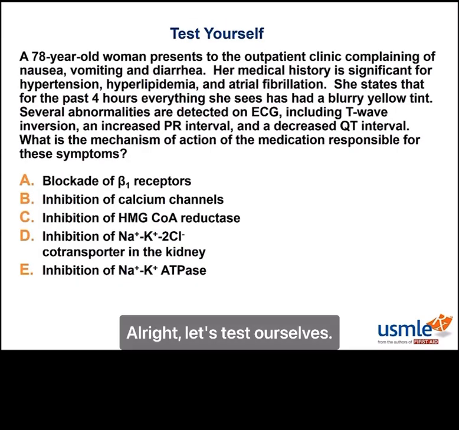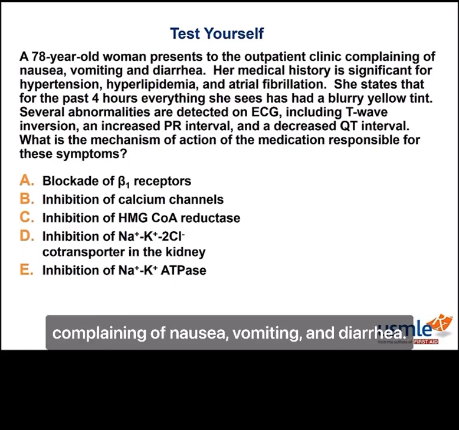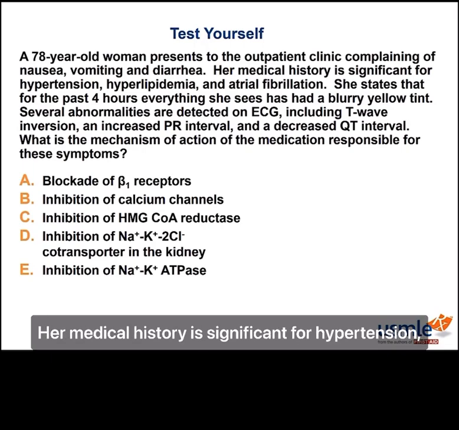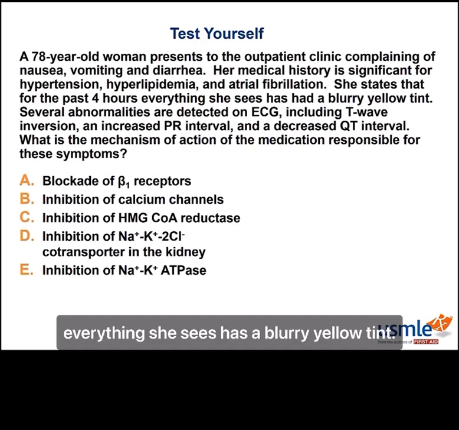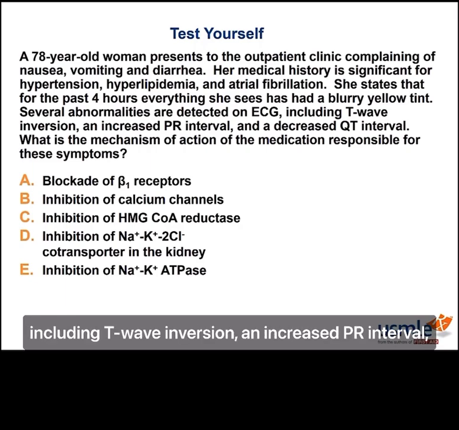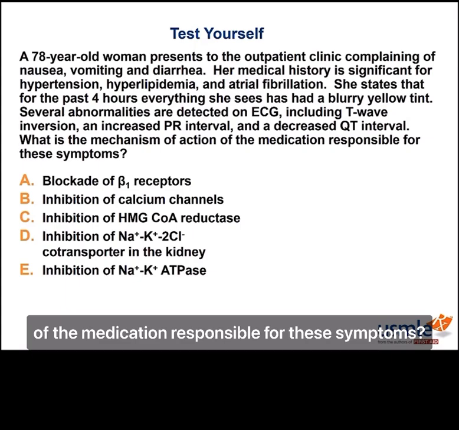Alright, let's test ourselves. A 78-year-old woman presents to the outpatient clinic complaining of nausea, vomiting, and diarrhea. Her medical history is significant for hypertension, hyperlipidemia, and atrial fibrillation. She states that for the past 4 hours, everything she sees has a blurry yellow tint. Several abnormalities are detected on ECG, including T-wave inversion, an increased PR interval, and a decreased QT interval. What is the mechanism of action of the medication responsible for these symptoms?